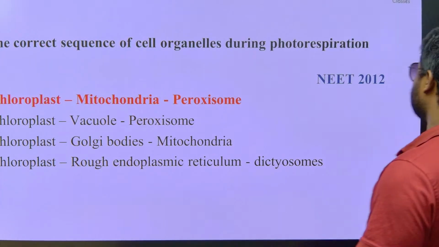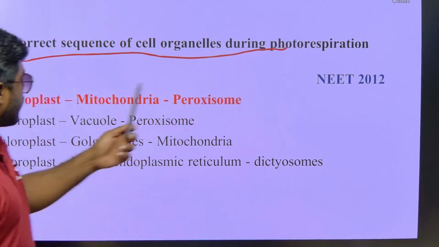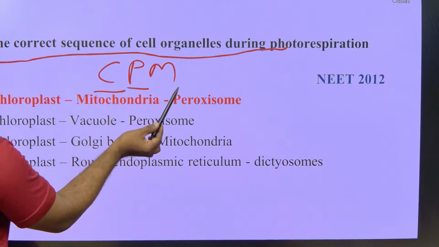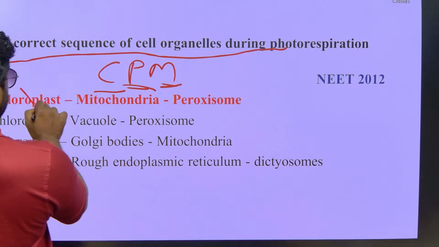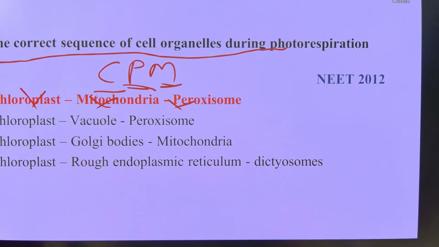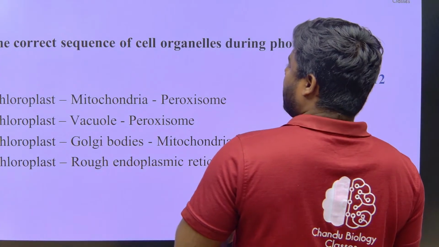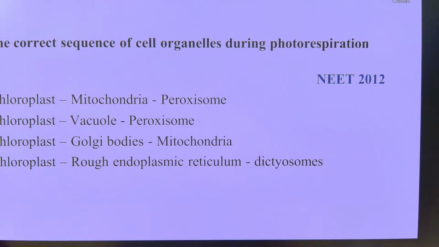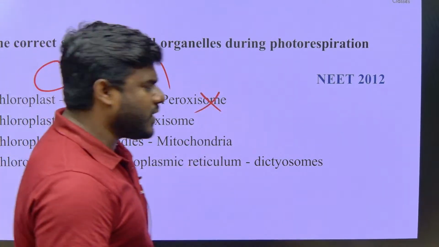Okay. Now answer the question. Anyway, you can see the answer now. The correct sequence of cell organelles during photorespiration. Remember a short form, CPM. Chloroplast, peroxisome and mitochondria. Correct? Why is it wrong? Why have I kept this? What is the question? The correct sequence of cell organelles during photorespiration. This is also completely wrong, because the answer will be chloroplast, peroxisome and mitochondria. This option is also absolutely wrong. It is not at all correct.